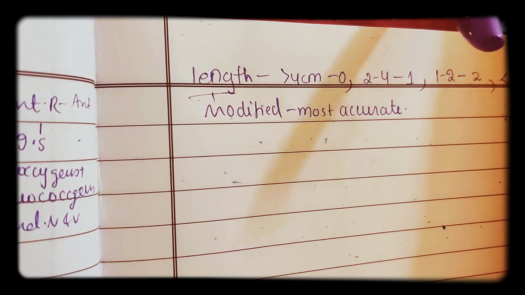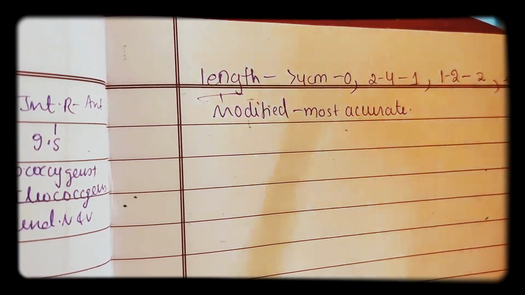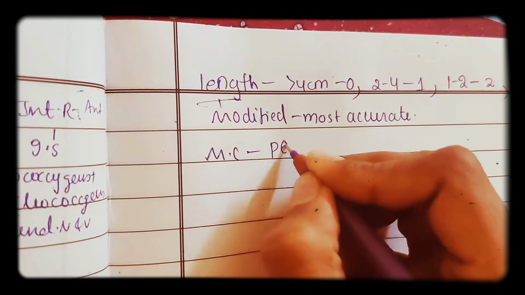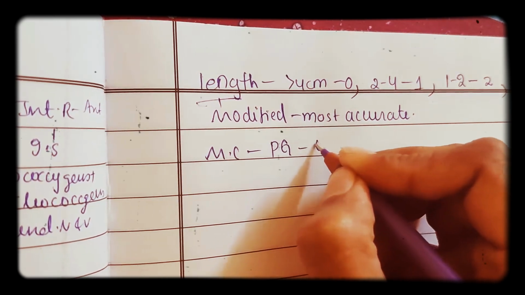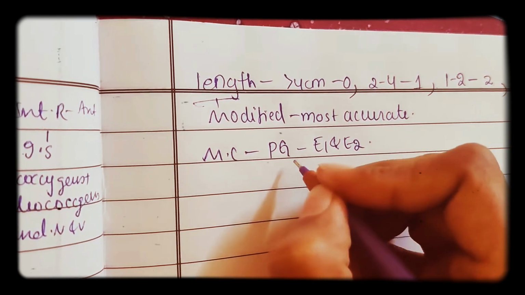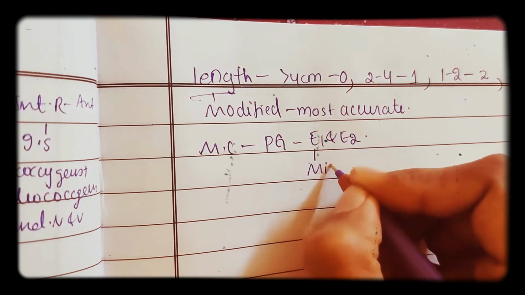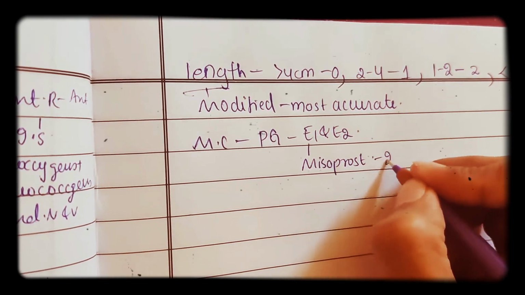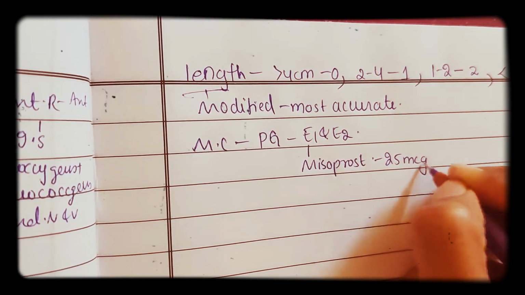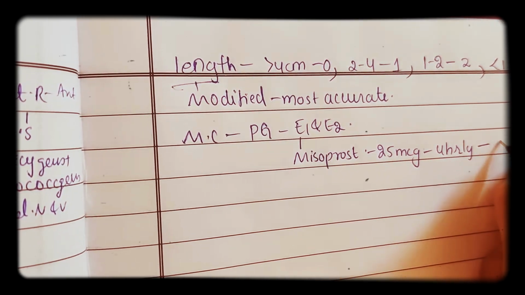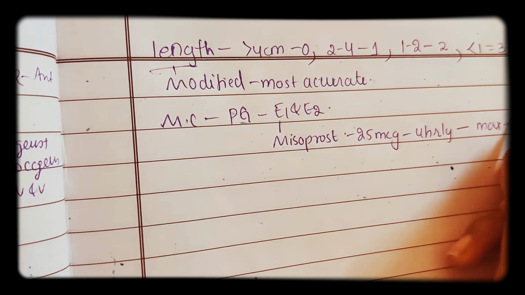Okay, now coming to drugs which are used in induction of labor. The most common drugs used in induction are of course prostaglandins, that is prostaglandin E1 and prostaglandin E2. The prostaglandin E1 which is most commonly used is misoprostol. Okay, and the dosage is 25 micrograms and it can be used 4 hourly once. The maximum number of doses which you can give is 6 doses.